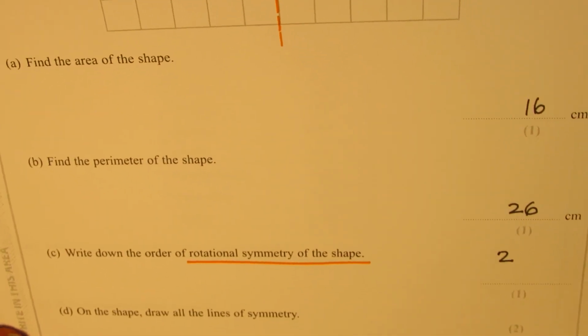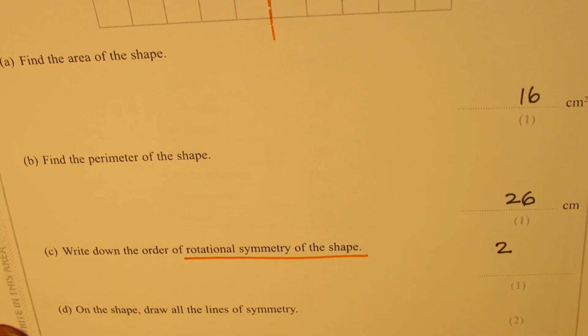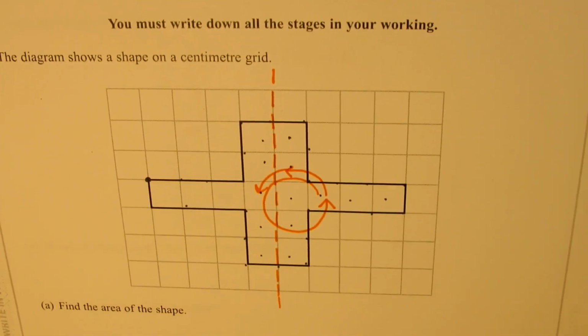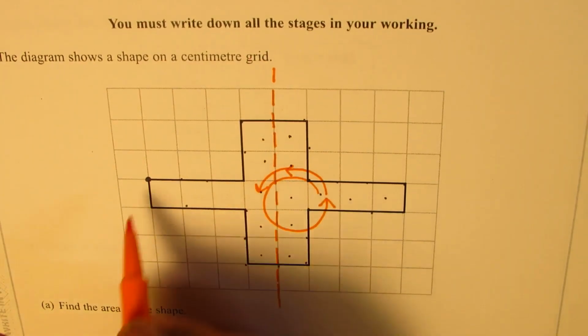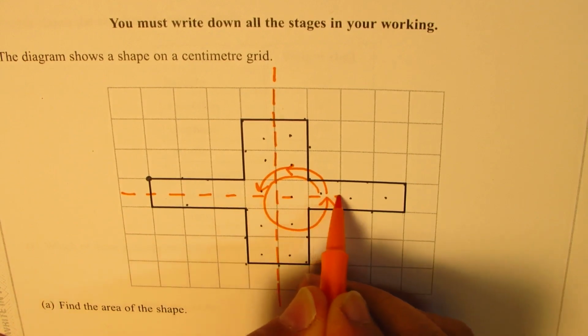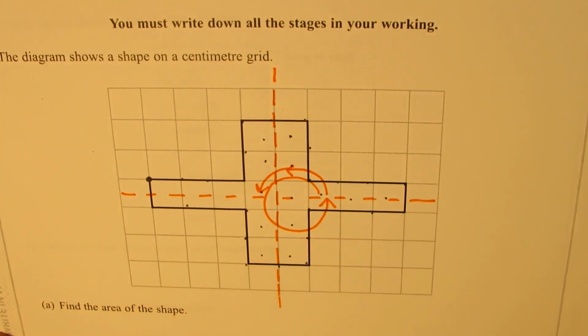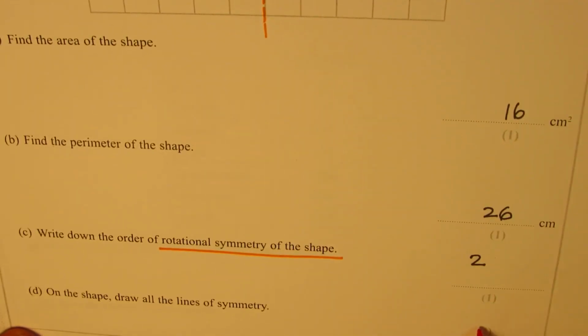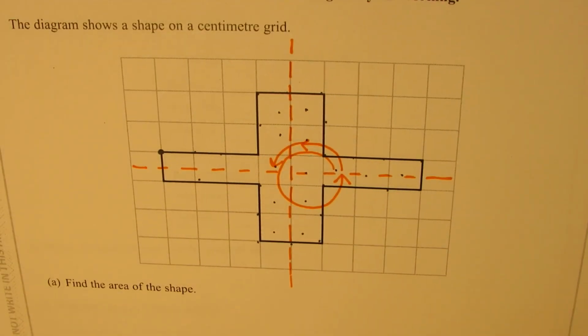Part D is on the shape, draw all the lines of symmetry. Well, the lines of symmetry which I drew earlier, vertical line symmetric about, and then this horizontal line is also a line of symmetry for the given figure. So these are the 2 lines of symmetry, right? So we have 2 lines of symmetry here, which you could mention, but drawing was essential.